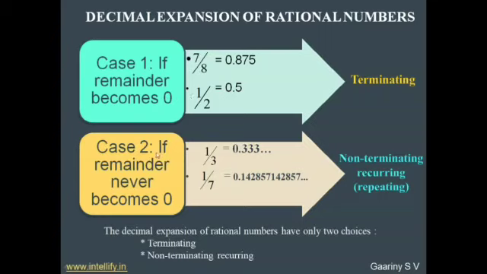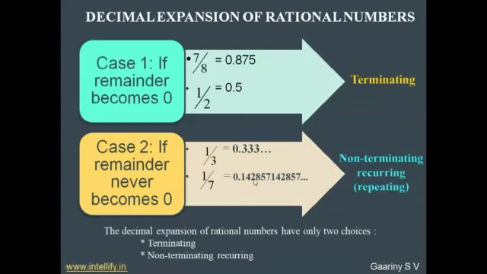Case 2 is if the remainder never becomes 0. So when we divide 1 by 3, we get the value 0.333. Here 3 repeats itself and it doesn't terminate at all. Here we have one more example, 1 by 7. We get 0.142857142857. Here these 6 digits, 142857, get repeated after some steps.